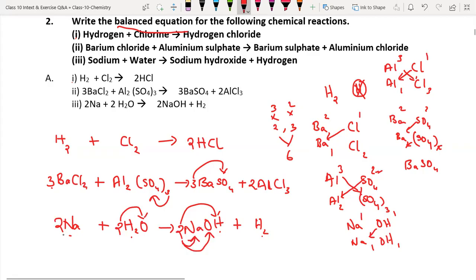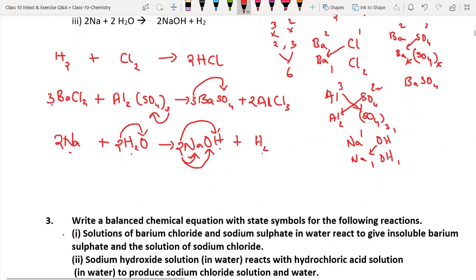How to balance chemical equation, I have made one dedicated video regarding that. I'll paste the link in the description box. You can check that link. There you can try to understand how to count molecules, how to count atoms, and how to balance chemical equation.